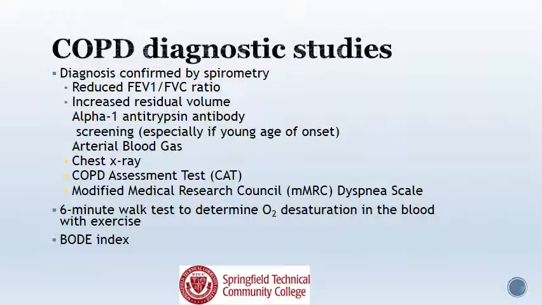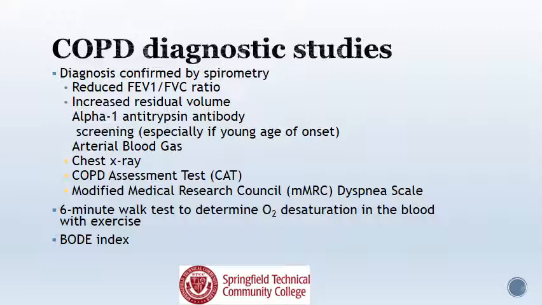So we talked a little bit about the forced expiratory volume as a way to diagnose COPD. If the patient is concerned that there's a genetic issue happening, they'll do an alpha-1 antitrypsin antibody screening, and that will happen especially if the patient is young when their COPD is diagnosed. You can check an arterial blood gas to see how much oxygen is actually in the arterial blood. Chest x-rays have pretty common findings for patients with COPD.